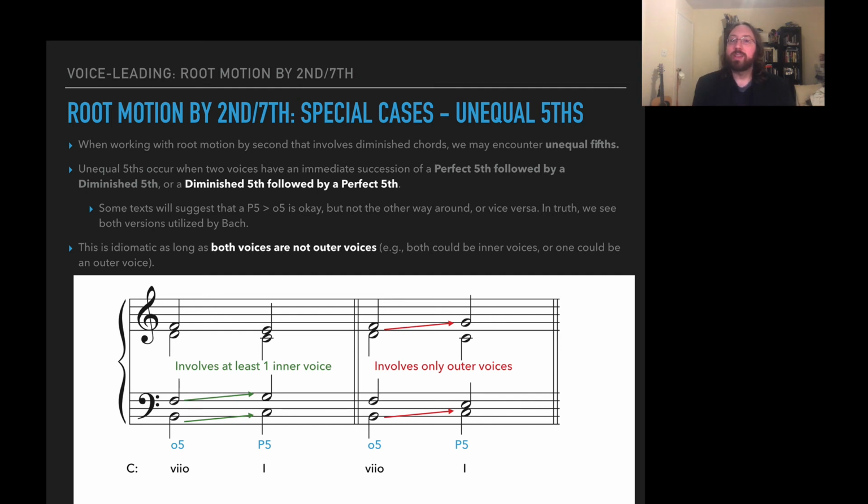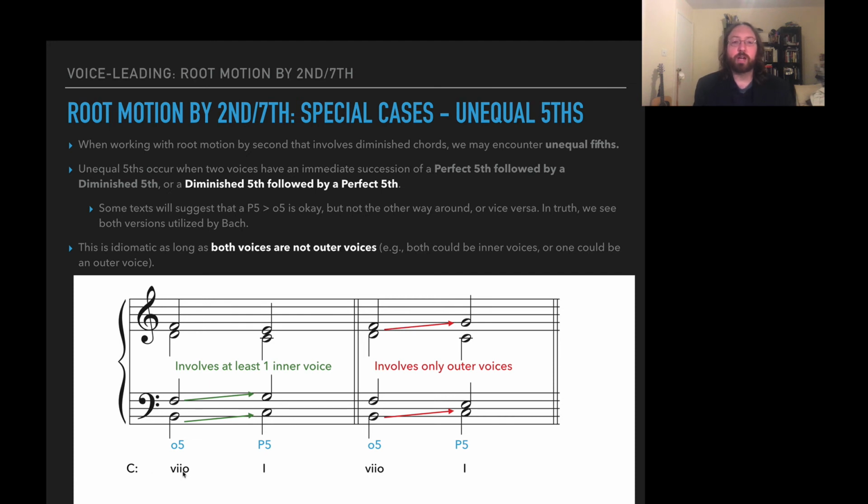It can go either which way, diminished fifth to perfect fifth, or perfect fifth to diminished fifth. The guideline that we want to follow is that at least one of the voices should be an inner voice. In other words, both voices can't be an outer voice, otherwise it starts to sound clunky. And we want to hear that tritone resolve inwards if it's in an outer voice, or a diminished fifth resolve inwards. So here we have a couple examples.